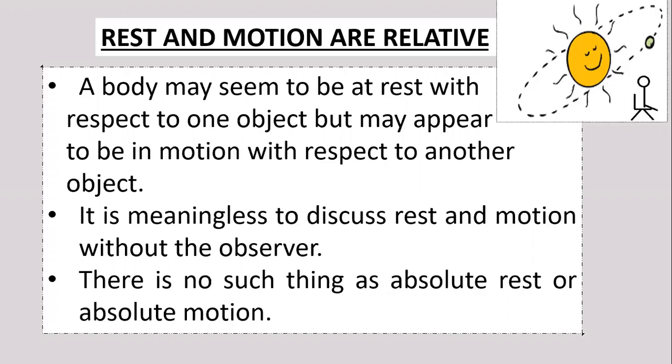What is absolute? Absolute word means something that is fixed and non-variable. So absolute rest means that a body is stationary, motionless. And absolute motion means that the motion of body does not depend on anything external to moving object for its existence.